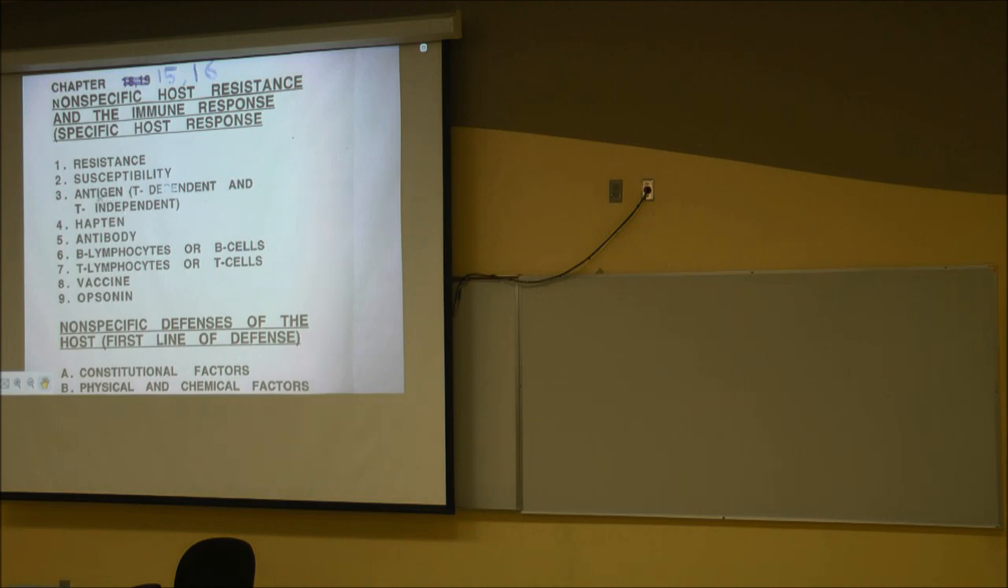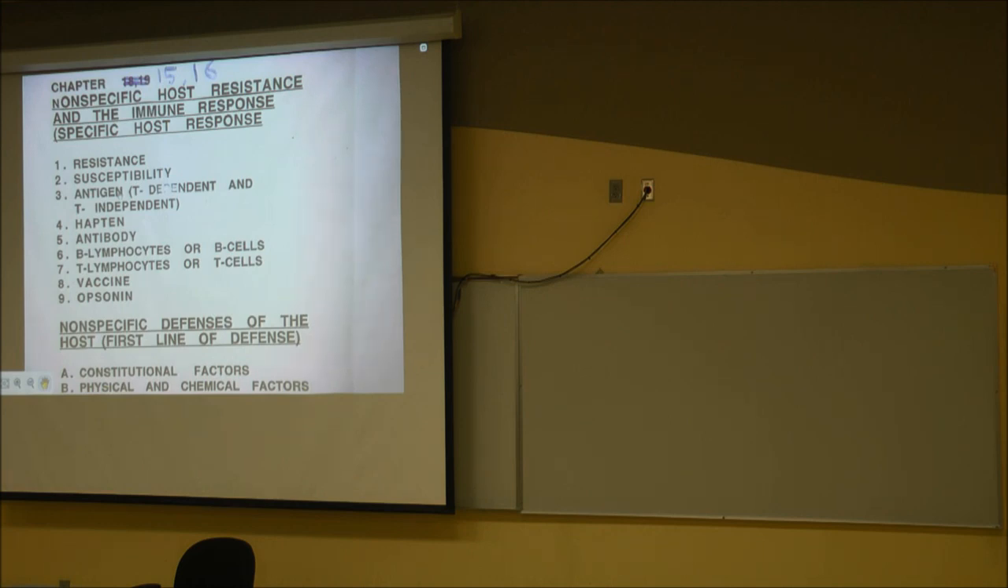Antigen. Tell me if this statement is true or false: antigen is always a foreign substance that initiates, triggers an immune response in an immunocompetent host. False. It could be self, too. Autoimmune diseases, right? So antigen could be self or foreign, that triggers an immune response in an immunocompetent host.